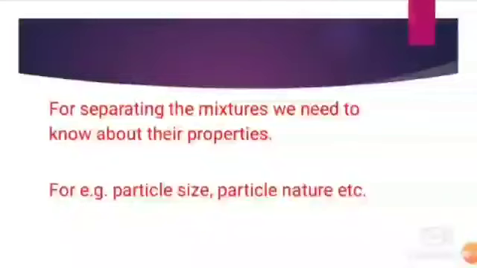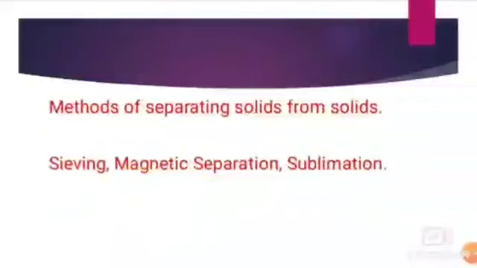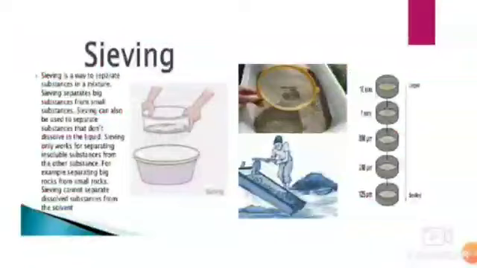So I believe this part is clear to everybody that for separating the mixtures, we need to know about their properties. Moving forward, first of all we will study the methods of separating solids from solids. We will study the method of sieving, the method of magnetic separation and the method of sublimation. Let us first start with the method of sieving. Sieving: this method is used to separate two or more solids from a mixture when they are of different sizes.